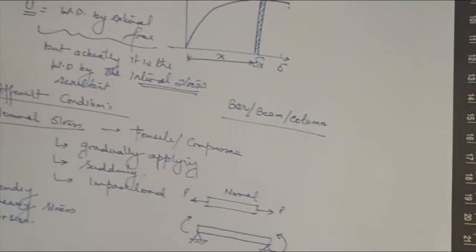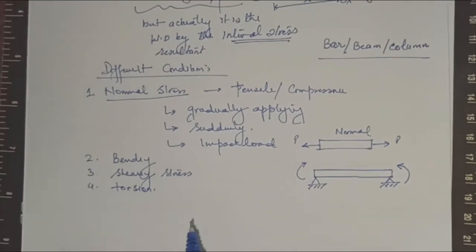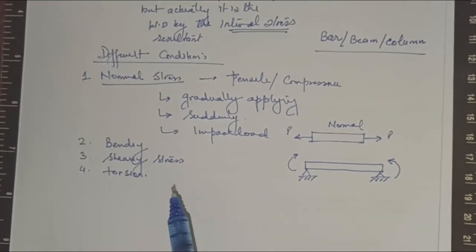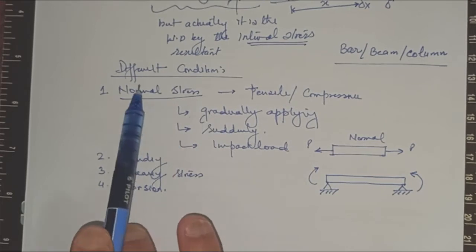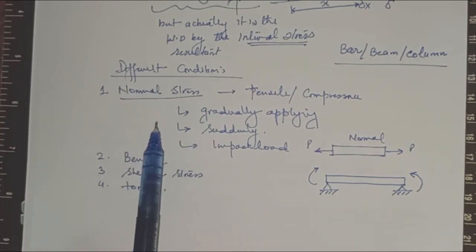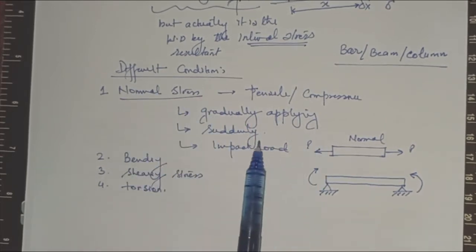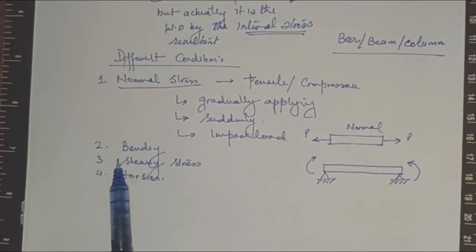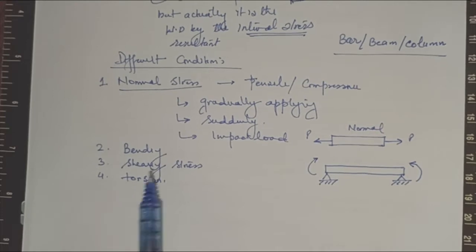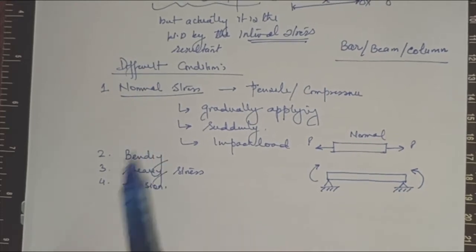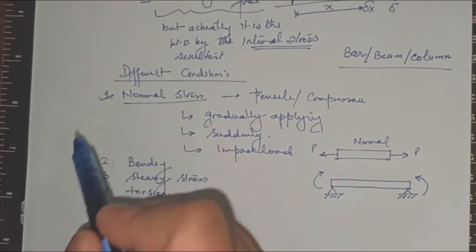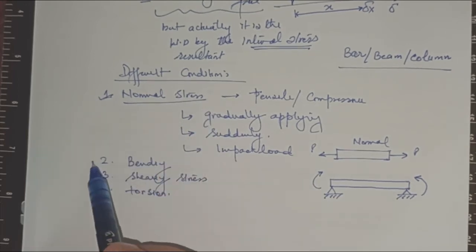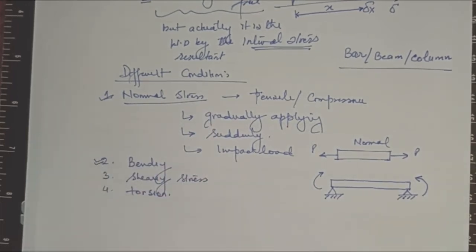So hello everyone. In this video we'll continue from where we left off. In the last video we saw different conditions of loading, normal stresses, how the strain energy will look in the case of bending, and shear and torsion. In this video we're going to see at least these two, the normal and bending cases, and try to see both of them together.